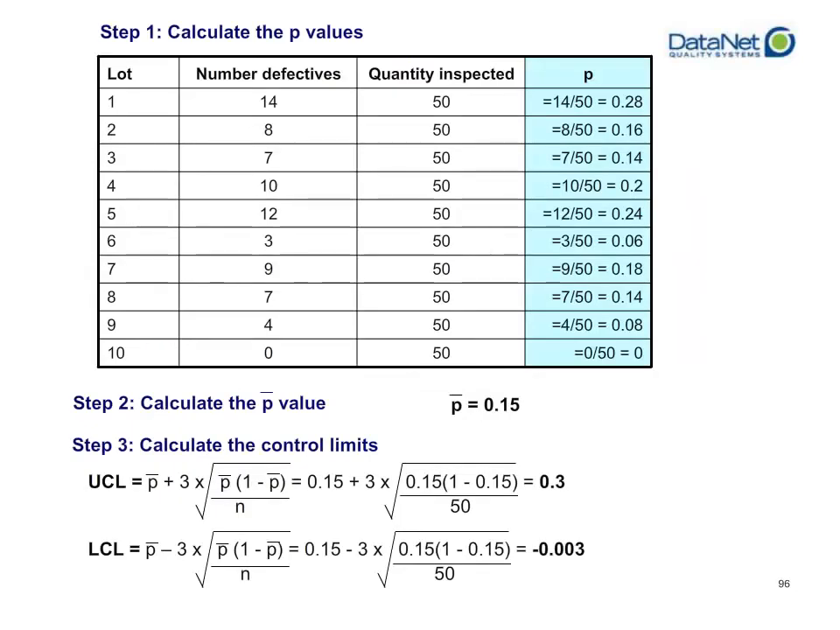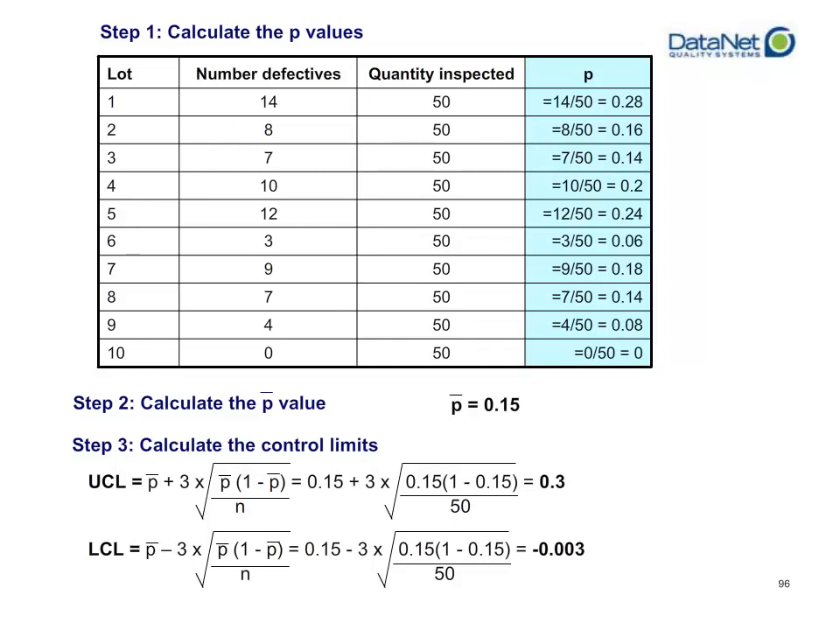All right, now that we have our data, step one, we need to calculate the p-values. Again, what are the p-values? P stands for percentage. So for the first number of defects, it's going to be 14 out of 50, giving us about 28%. Next one's going to be 8 out of 50, so that gives us about 16%. We're going to keep doing this for each one of the lots.